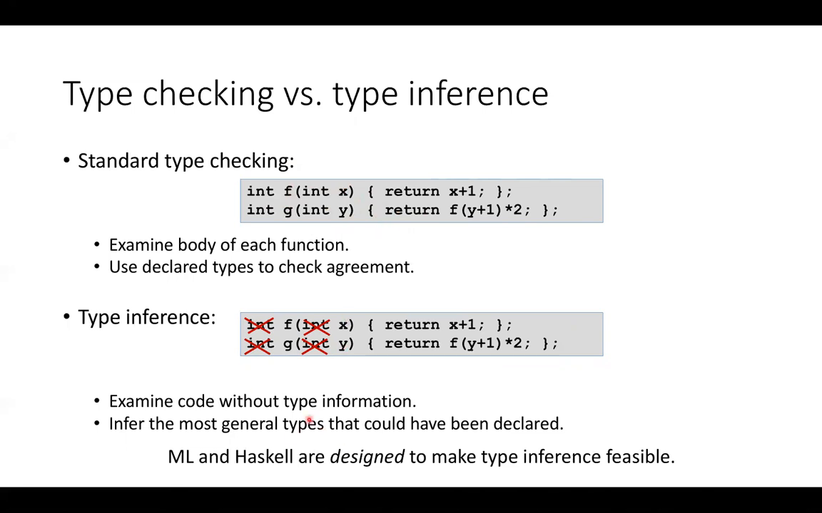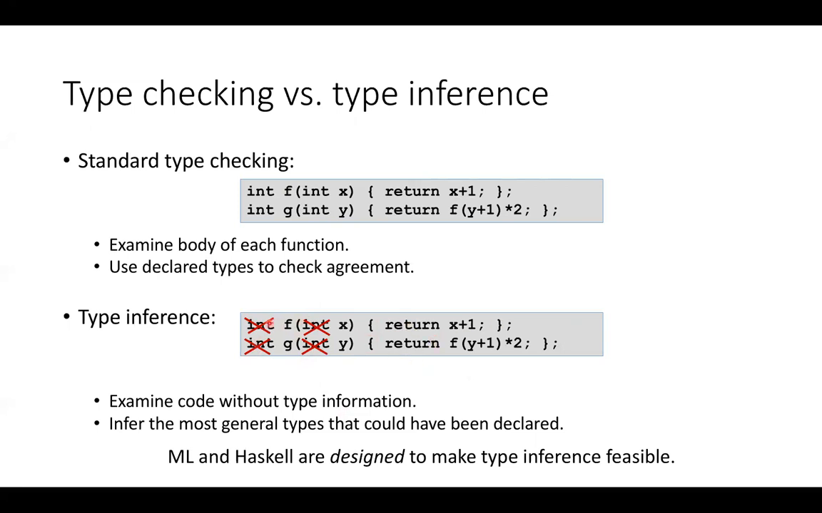Type inference is a little bit different. In type inference, we don't have type annotations, or at least they might be optional. Like in Haskell, your type annotations may be optional. So you might not have the return values, you might not have the argument types. And so we need to infer the most general possible types that could have been declared. And here, you can sort of imagine how that works.